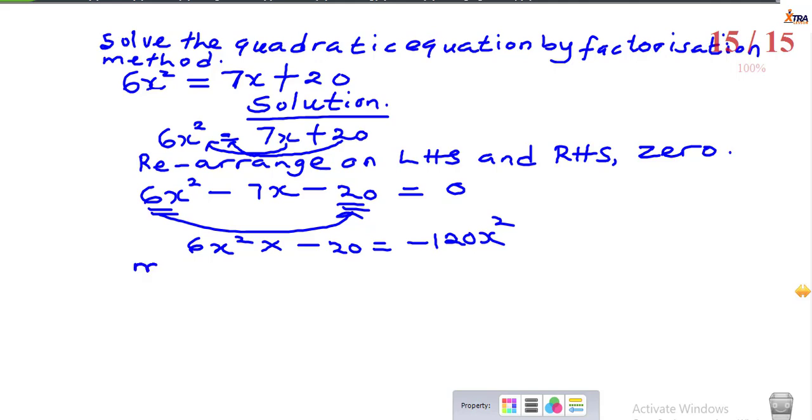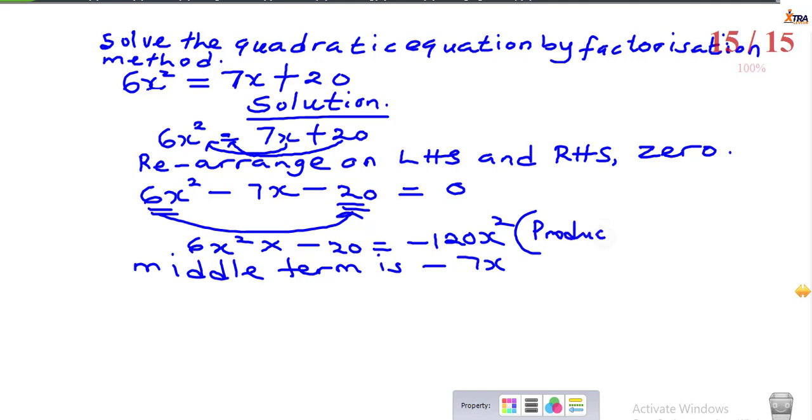So we write out the middle term in the equation. The middle term is minus 7x. So we have the middle term and we have the product of terms. Also note that the minus 120x squared is known as the product of the terms in the equation, while the middle term is referred to as the sum of terms. Are you getting it now?